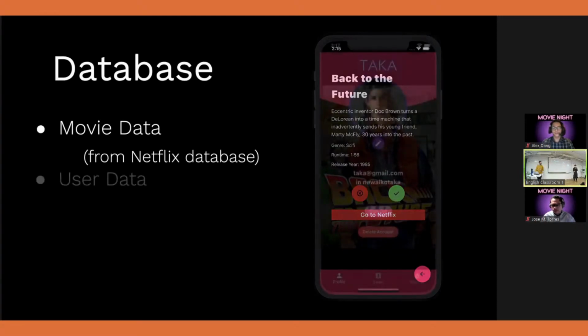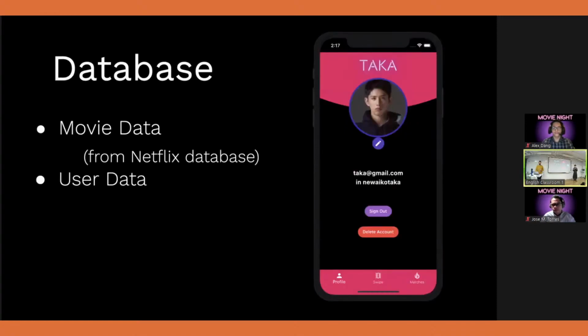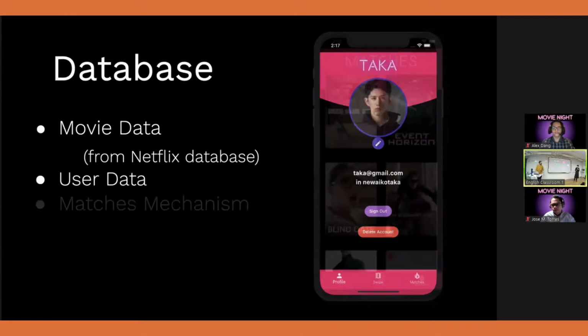So we also have our user data, like not only the username or profile picture, but most importantly, your swiping, what did you like and what you did not. So, and then when you have a pair, we also have the matches, as you can see in the demo.